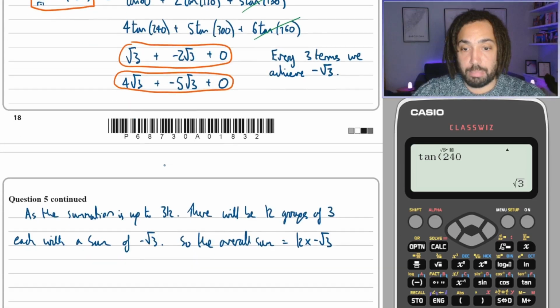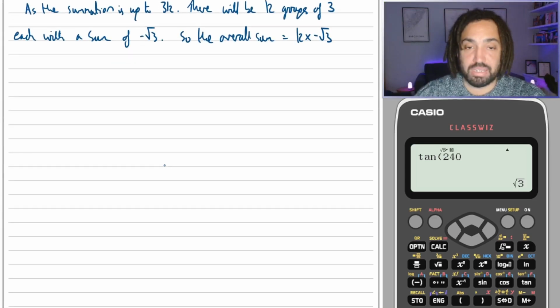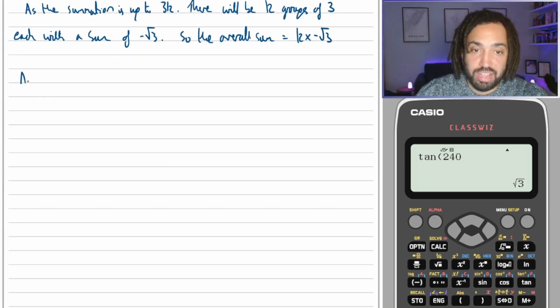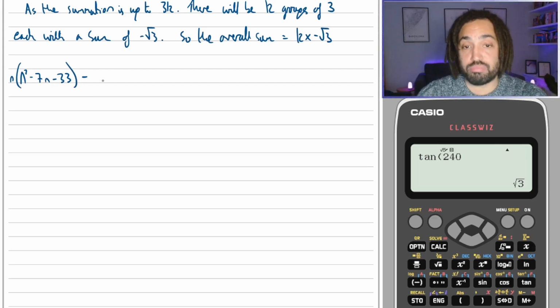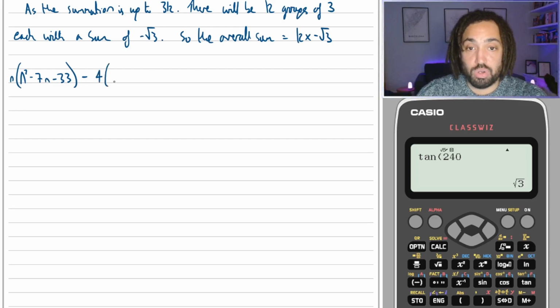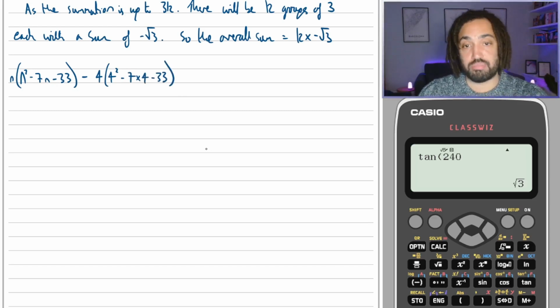Okay. So what we have is n outside, n squared minus 7n minus 33. I need to take away the first 4 terms. So that happens when n is equal to 4. So I need to take away 4 lots of 4 squared minus 7 times 4 minus 33.